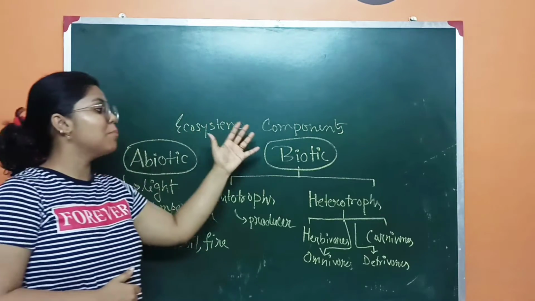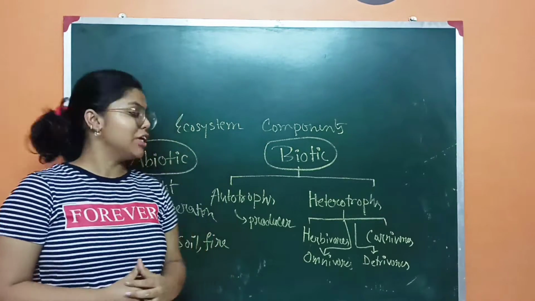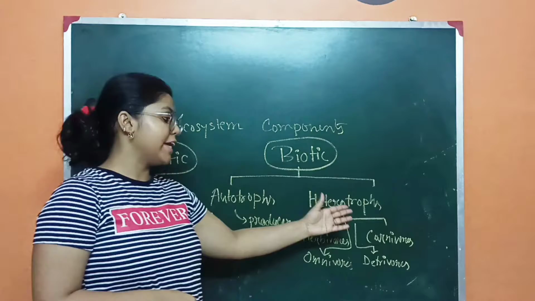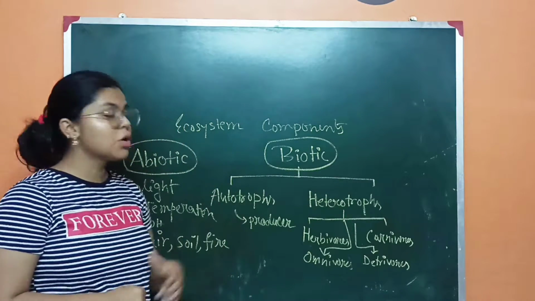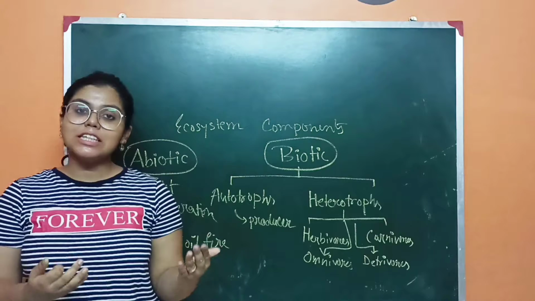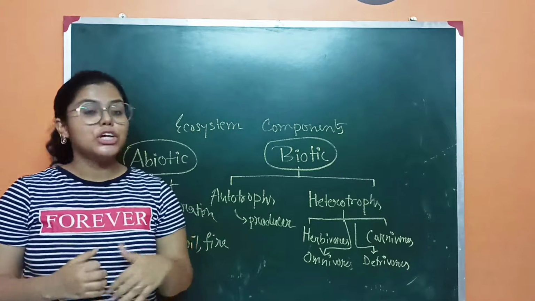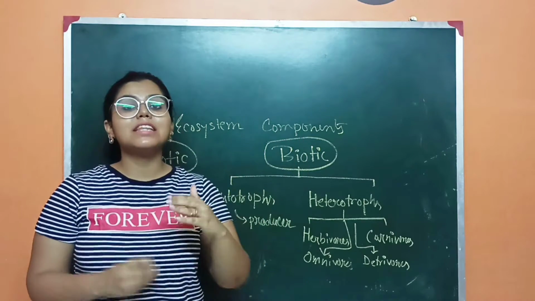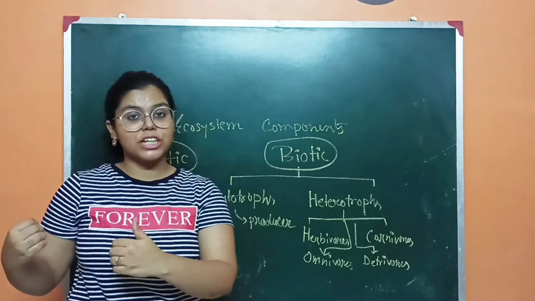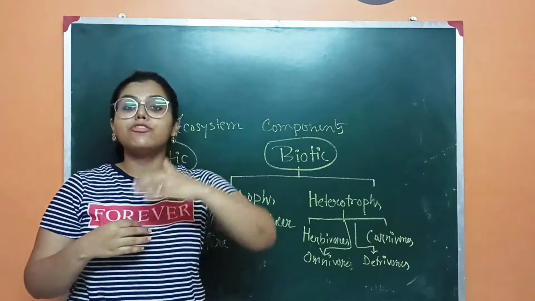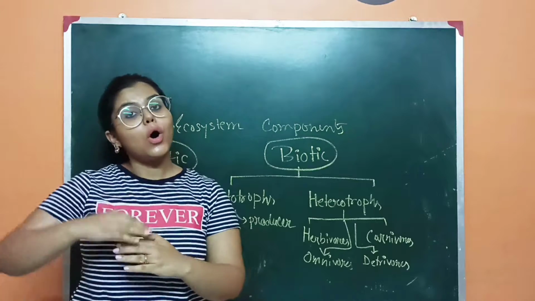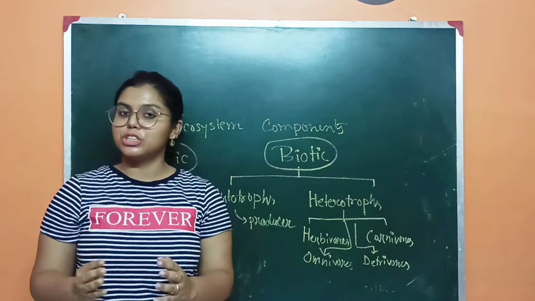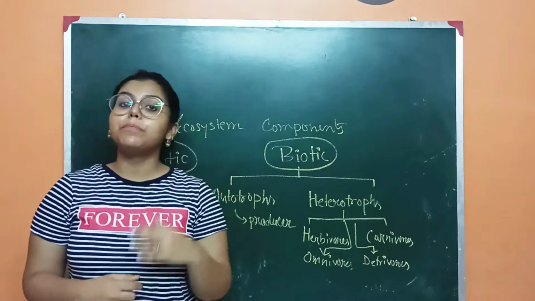But the biotic components are divided into two types. One is autotrophs and another one is heterotrophs. So what is autotrophs? Auto means self. The troph defines the trophic level, that means their location in the food chain. Is it in the lower level or higher level? So troph means the position in the food chain. So autotrophs, those are the producers.